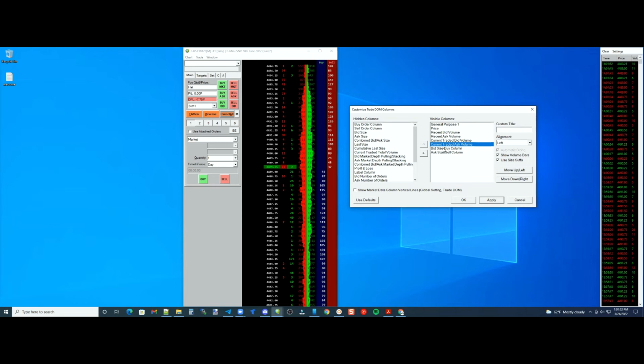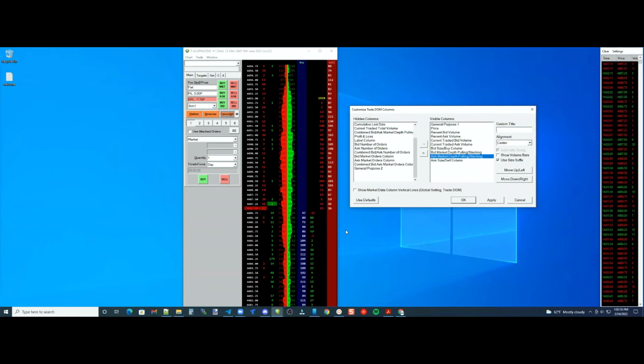So now what we want to do is we want to add the pulling and stacking. I like my pulling and stacking to sit between my resting bids and offers, okay? These are resting bids and offers. So come in here and I'm going to do the bid depth pulling and stacking and the ask market depth pulling and stacking. Hit apply.